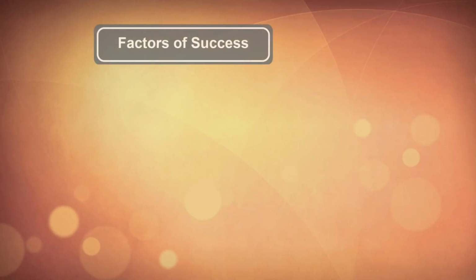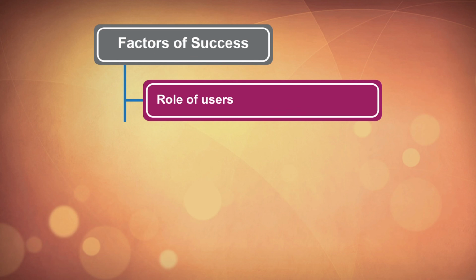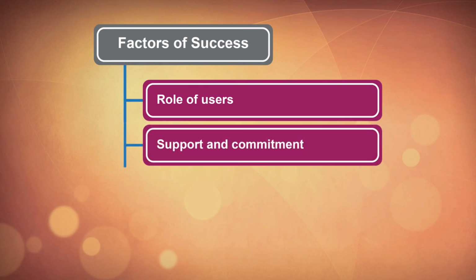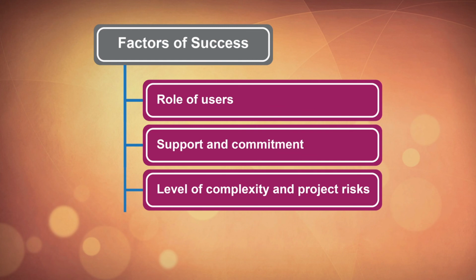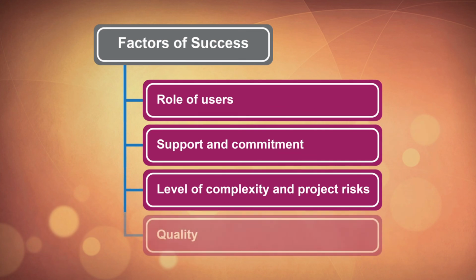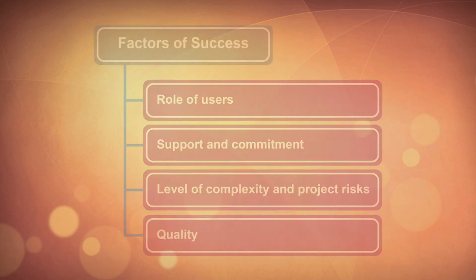There are several factors that affect the success of IS implementation. To improve the chances of success in IS implementation, these factors are very important. Firstly, the role of users in the implementation process. Users must get involved. Second, the support and commitment from the top management. Your top management must support. The third is the level of complexity and the project risk. And the fourth one, quality of management in the implementation process, especially the project manager himself.